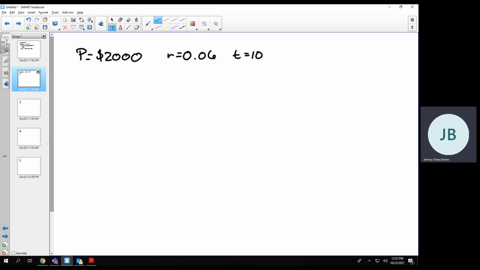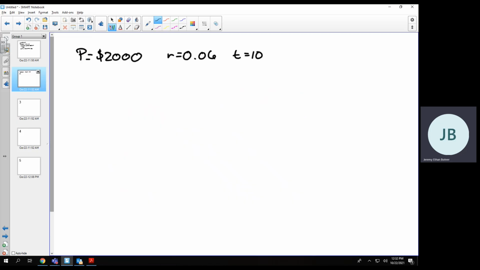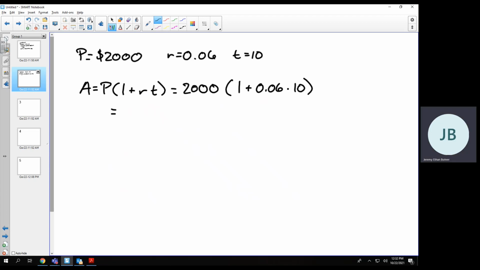And we're looking for the accumulated amount here, the total amount in the trust fund at the end of 10 years. So that gives us A equals P times 1 plus RT equals 2,000 times 1 plus 0.06 times 10, which is 2,000 times 1.60. Well, 0.60 times 2,000 is 1,200. So that gives us $3,200 in there at the end of 10 years.